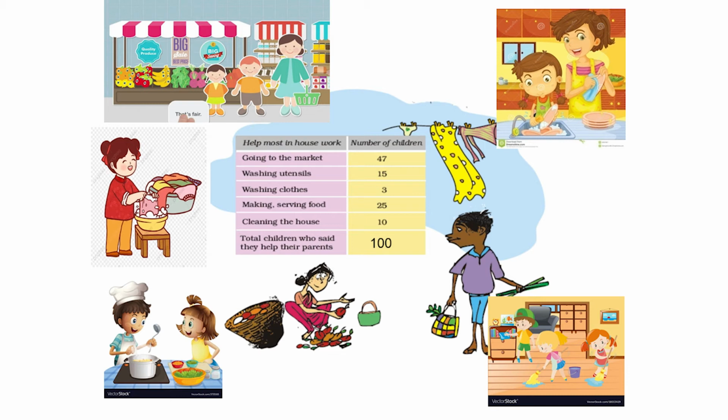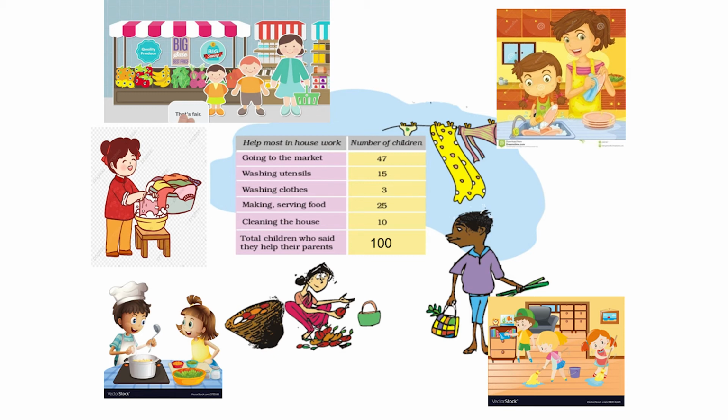And all this information or data that was collected was represented in the form of a table that you can see here. So looking at the table, we come to know the numbers of children that like to do a specific kind of work. So let's look at the table. You see 47 children like going to the market, 15 students like washing utensils, 3 students help by washing clothes, 25 students help by making and serving food, and 10 students help by cleaning the house. Now let's find out what is the total number of children that help their parents. And so by adding all the numbers in the right hand column, we get the number 100. So the total number of children that help their parents is 100.